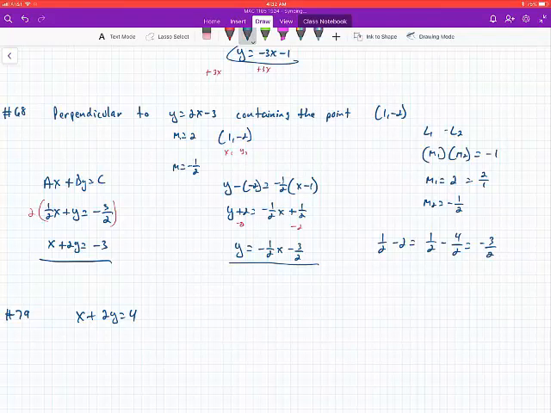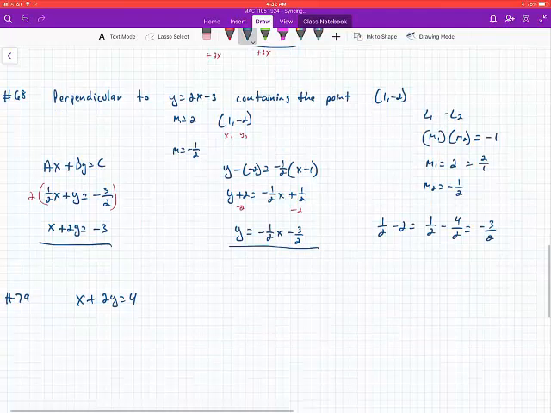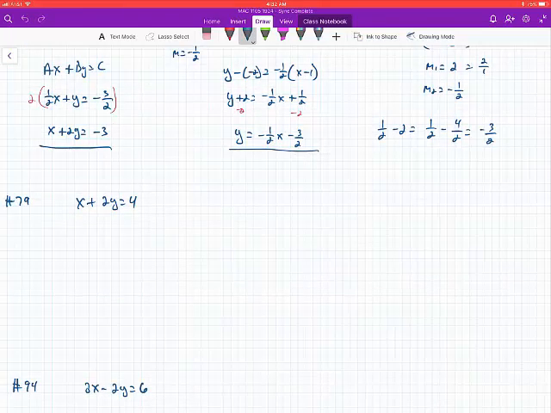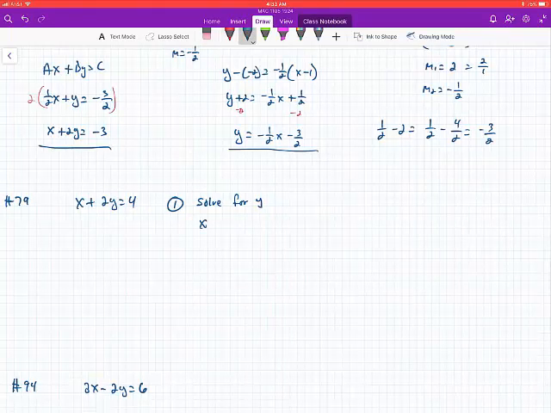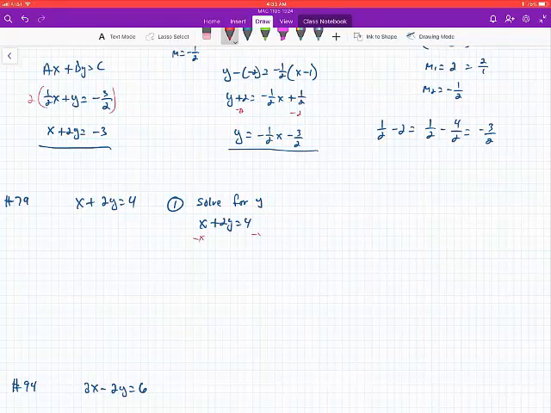All right, let's go down to number 79. And in number 79, what they're asking us to do is to find the slope and the y-intercept of each line. So there's two ways that we can do this. The first way is solving for y. We're going to go ahead and solve for y. And so if I solve for y, the first thing I'm going to do in this particular example, let me go ahead and write it down over here, is I'm going to subtract x from both sides. So I get 2y is equal to 4 minus x.